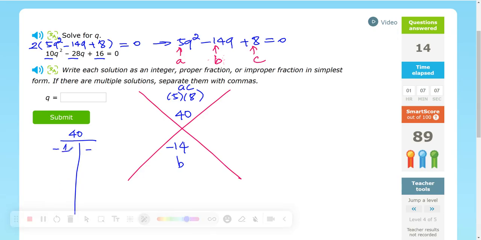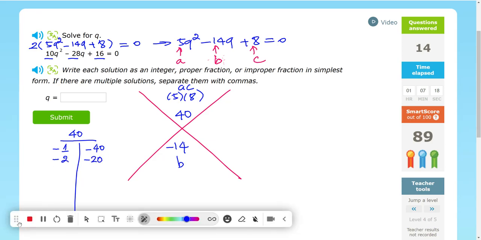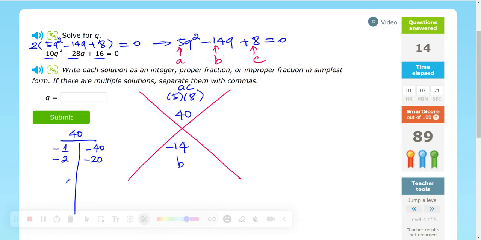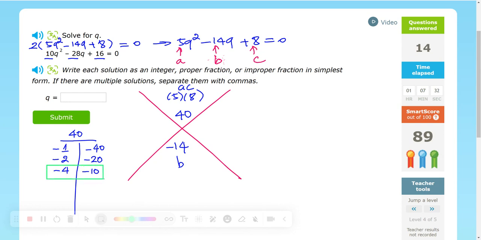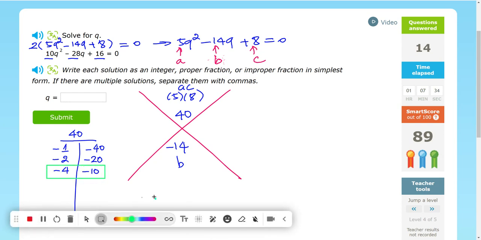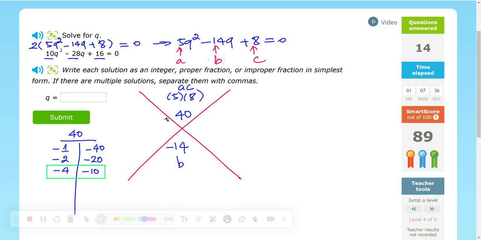So let's start with negative 1 and negative 40. You add together, become negative 41, so it's not working. Okay. How about negative 2 and negative 20? You add together, become negative 22, so it's not working. Okay. How about 4? Ooh, 4 is working, you guys. Amazing. Here we go. If you add them, become negative 14. Okay. So here's your two numbers.